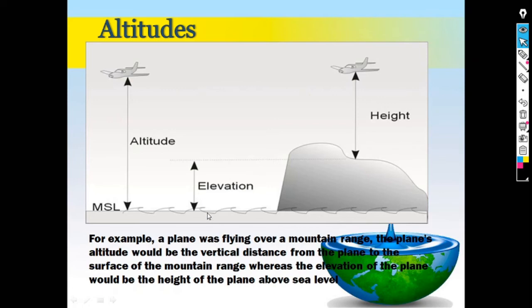So for elevation, it does not consider any mountain or other structures which may be upon the earth. Even if the plane is in this location, the elevation will be this. Okay, the total is this height plus this elevation. But this height for the plane at this point will be your altitude. For this point, your elevation and altitude are the same.